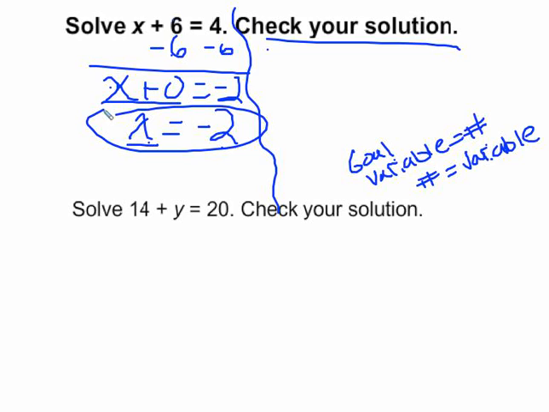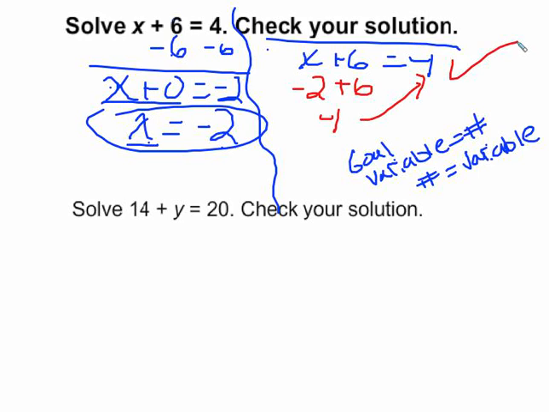So then I go to check my solution. To check my solution, I'm going to go back to my original equation, x plus 6 equals 4, and I'm going to plug that negative 2 in and see if it makes a true statement. So negative 2 plus 6, that's 4. 4 equals 4, so that checks out. So I know my answer is correct. Okay? So as we do these problems, I'm not going to recheck all of them, but it's a good idea when you do your problems to double check them. Alright, so let's go to the next example.